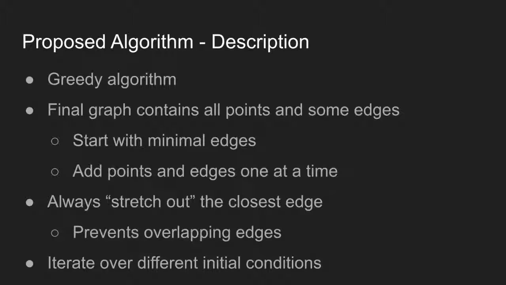And then what we do is we repeat the process over multiple initial conditions to generate different results, and we take the global minimum that we find, and then we return that.